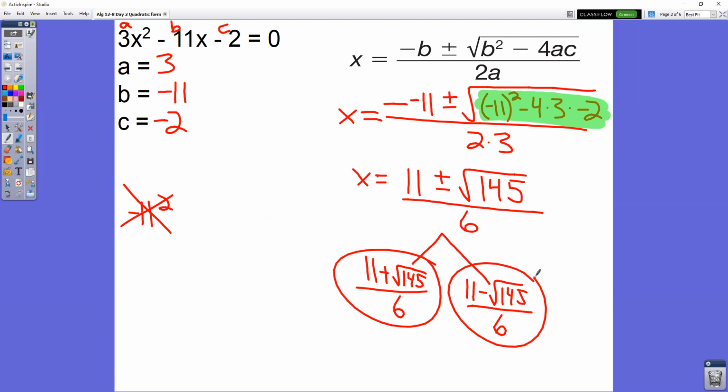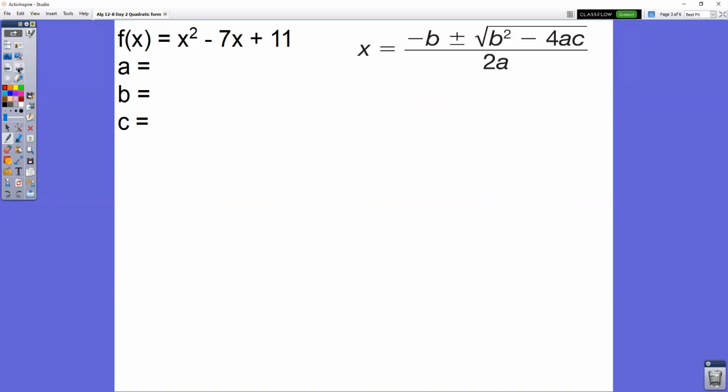Now, if we could simplify that radical, we will. We're going to do that later on. 145 can't be simplified at all, so that's our answer there. But if we could simplify it, we would. Take a look at the next one. Tomorrow we'll be going into more decimals with those. We'll be making those into decimals.